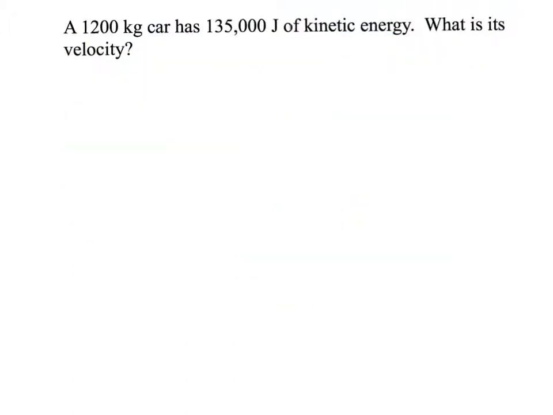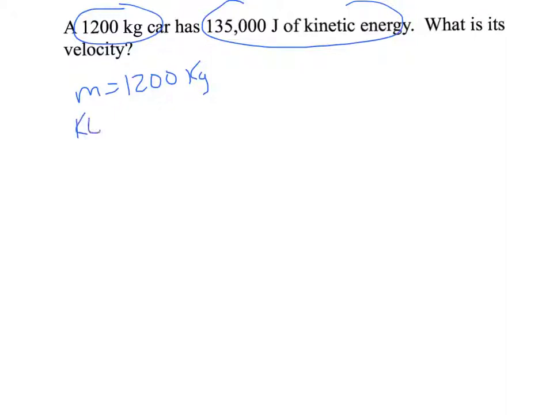Here's another problem, same idea. We're going to write down what we know. We know the mass of the car is 1,200 kilograms. You know the kinetic energy of the car, KE, is 135,000 joules, and that is all they give us. We're looking for its velocity. So we need the kinetic energy equation, 1/2 mv squared, and we're trying to solve for velocity.